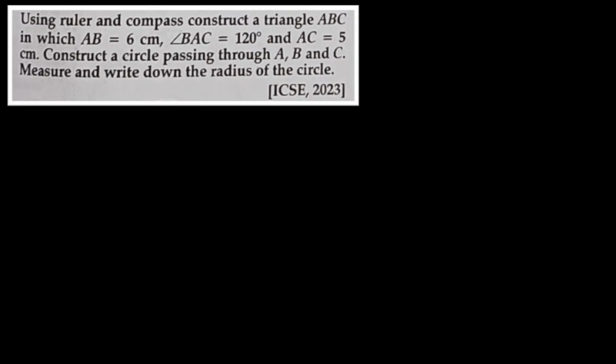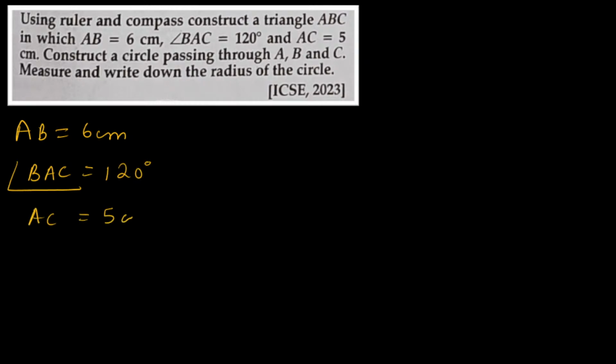Next question you can see on my screen. Using ruler and compass, construct a triangle ABC. What's given to us? AB is 6 centimeter. Always draw a rough sketch first of all. Angle BAC is given as 120 degrees, and AC is given as 5 centimeter. Then construct a circle passing through A, B, C and write down the radius of the circle. So we have to draw one circle which is passing through A, B, C.